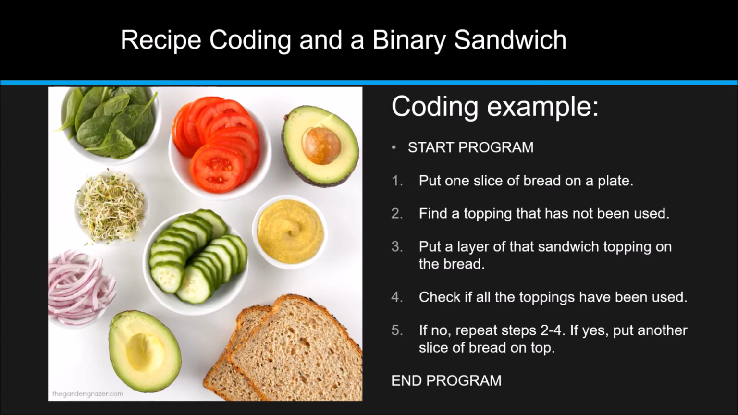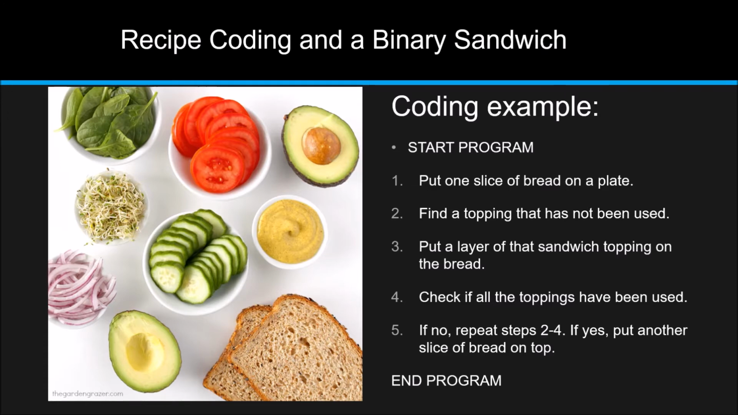And now the next step, step 5, is what we call a loop. Or if you want to use a really fancy word, we call it recursion. That means go back and do those steps over again. Go back to step 2. Find a topping that hasn't been used. Step 3, put that on the sandwich. Step 4, check if you've finished all the toppings. So you keep doing a loop. Step 2, 3, 4, 2, 3, 4, until when you get to step 5, it says if you have used all the toppings, then if yes, put another slice of bread on top. And then the program is over.